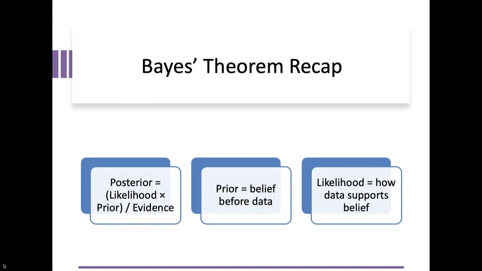the evidence, where the prior is our starting point. Then the likelihood comes from data. The evidence is just a normalizing constant. So it's a constant here. And the posterior is our new belief adjusted for what we've seen.